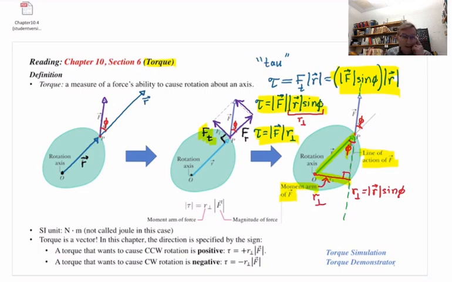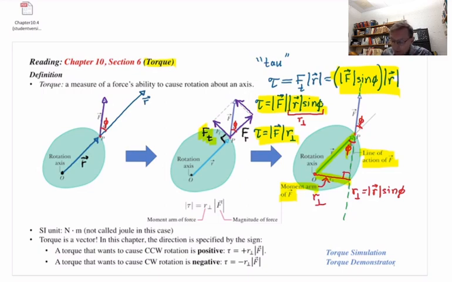And first, I'm going to emphasize one, guess what? Torque is a vector. So it's got a magnitude and a direction. In this chapter, chapter 10, where we have rotation about a fixed axis, there are only two possible directions for the torque, clockwise and counterclockwise. So we won't have to worry too much. It won't be that hard to worry about direction. But let me start with the magnitude.